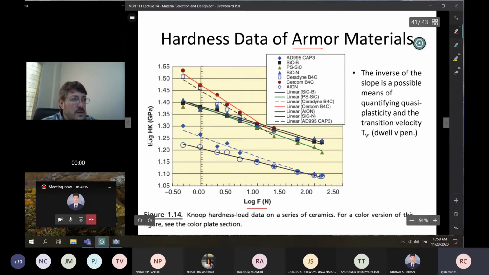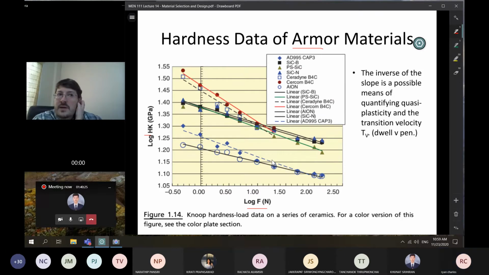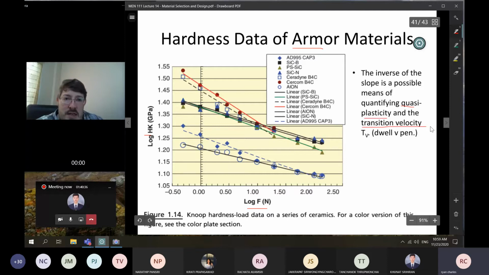This is the load. This is the new hardness. And you try to find something in here. Try to find that little nugget of gold. What's going to be useful, right? The inverse of this slope is a possible means of quantifying quasi-plasticity and the transition velocity.